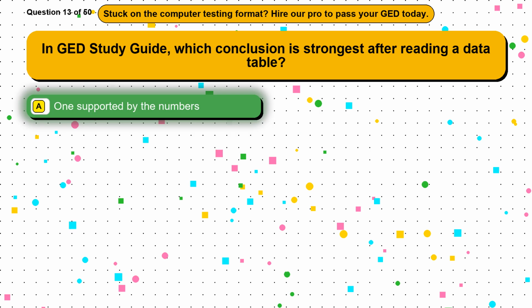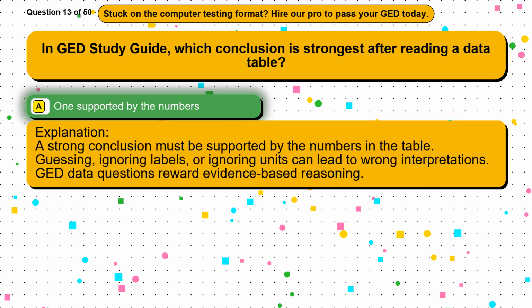The correct answer is option A. One supported by the numbers. A strong conclusion must be supported by the numbers in the table. Guessing, ignoring labels, or ignoring units can lead to wrong interpretations. GED data questions reward evidence-based reasoning.